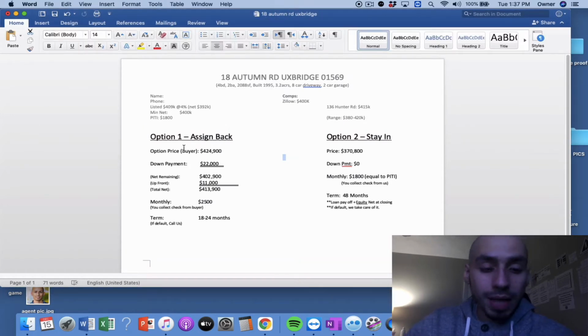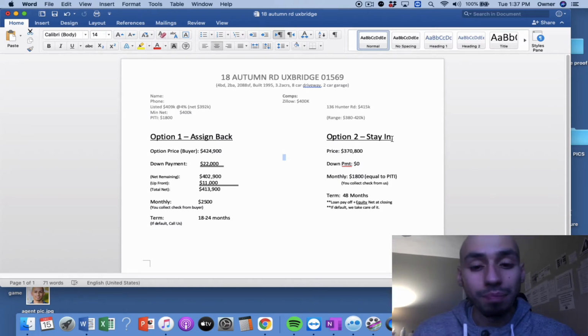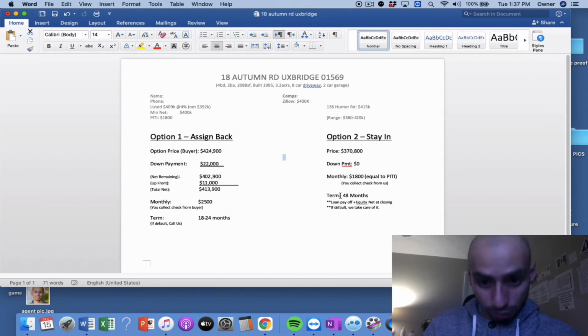All right, so I basically have the two options. This is the wholesaling lease option. I call it an assign back because I'm assigning a tenant back over to them, and they're managing the process. Option 2, stay in, means that we would stay in and make the payment every month and basically manage the process for up to 3 years. I'll go over the term. In this case, I put 4 years. It's the headache-free option. This here is the net-the-most option. That's pretty much how I explain it.